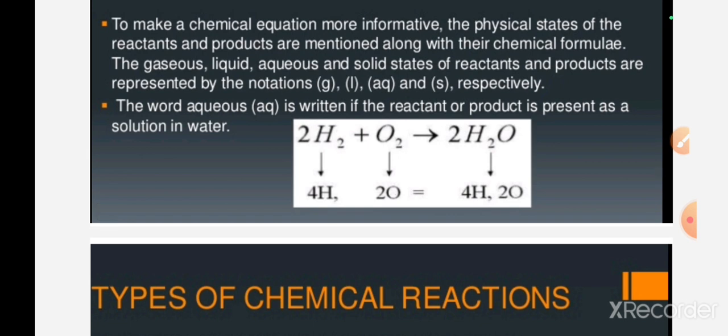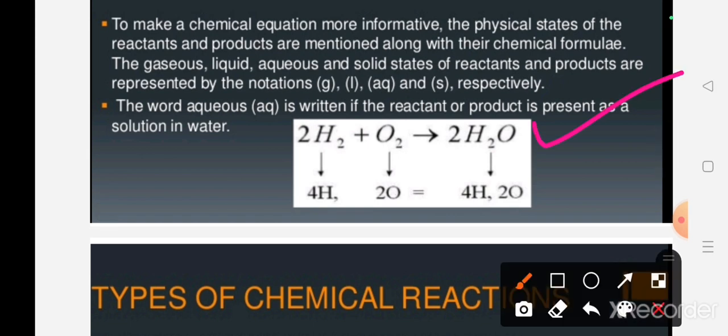Then here, hydrogen reacts with oxygen. What does it give? It gives water. To balance this chemical equation, what we have to do here: oxygen is one here, and here two are there. That's why, to balance the equation, we took two here.